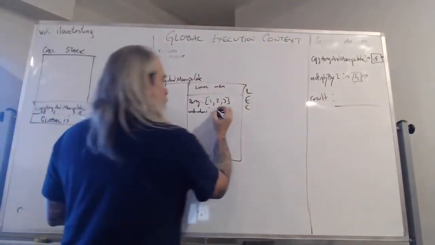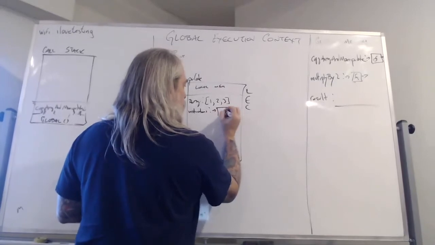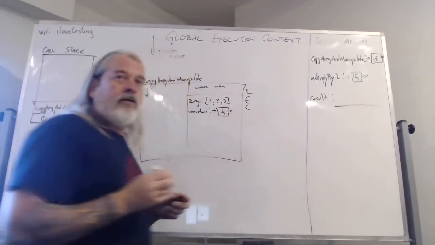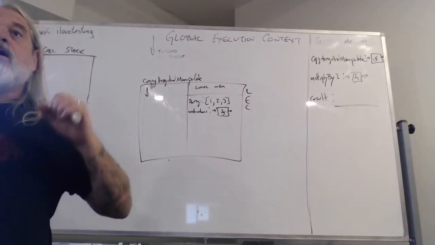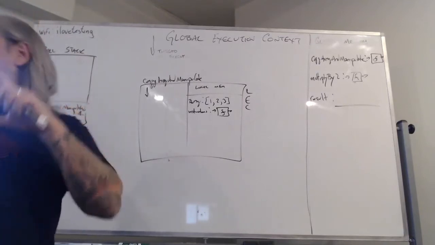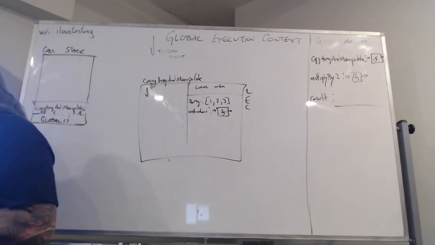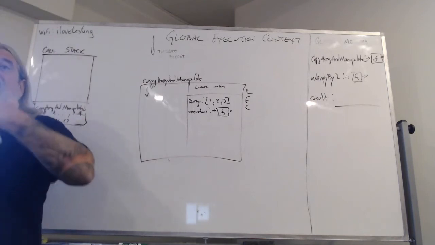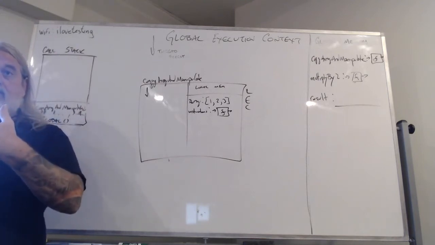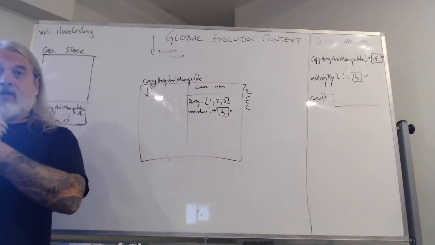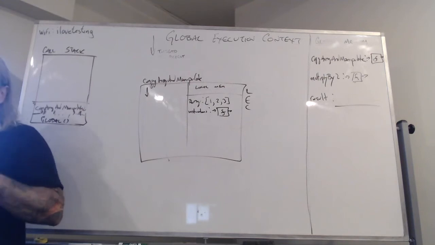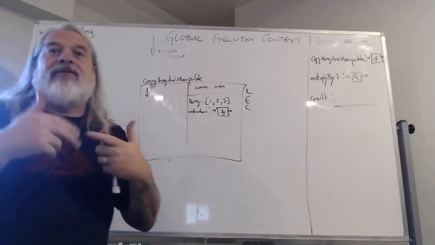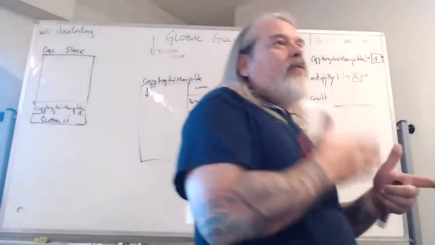Wait, so when you don't put the parentheses, you're just passing a reference. Correct. If I put multiply by 2 with parentheses here, I would execute multiply by 2 and pass the result of that. In this case, you can think of it as the function definition. It's actually a reference to that function.